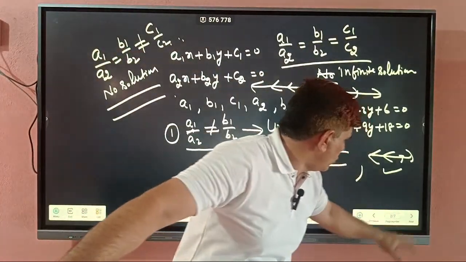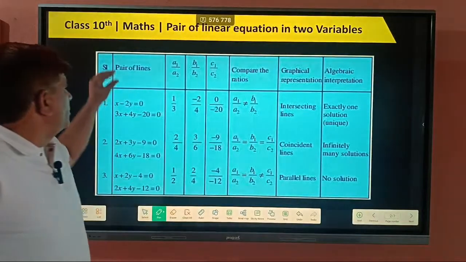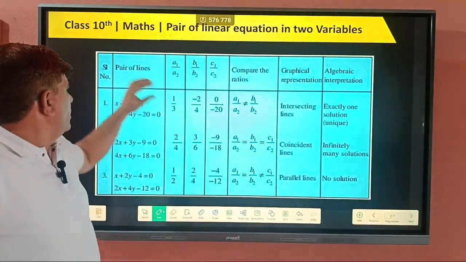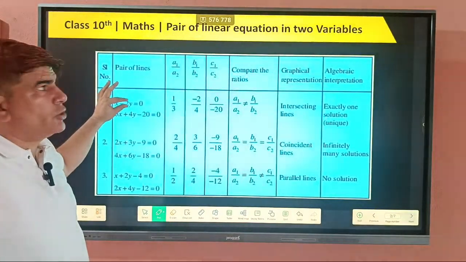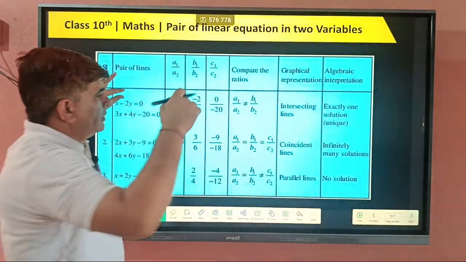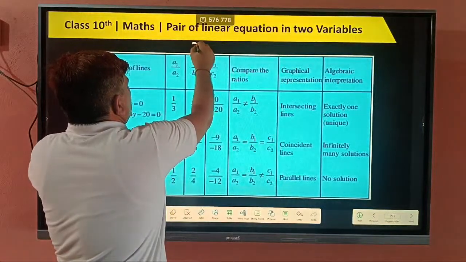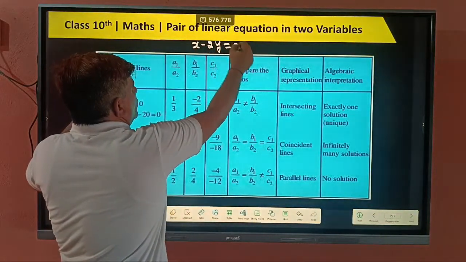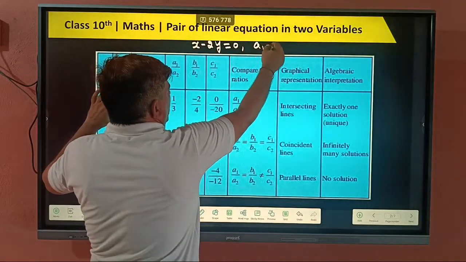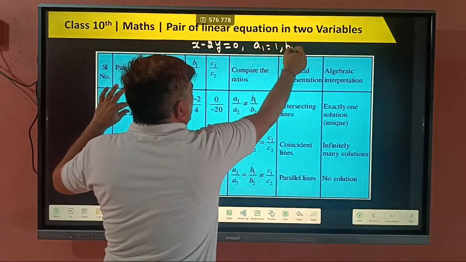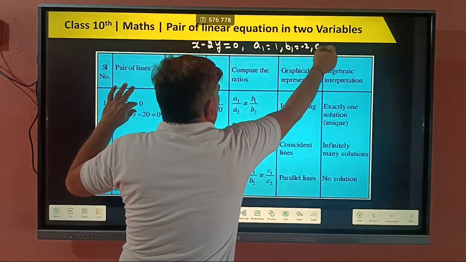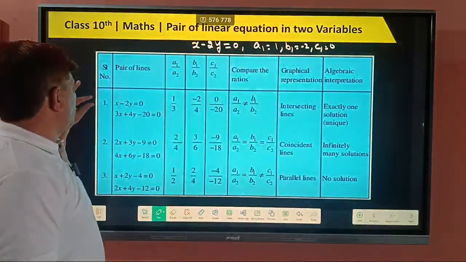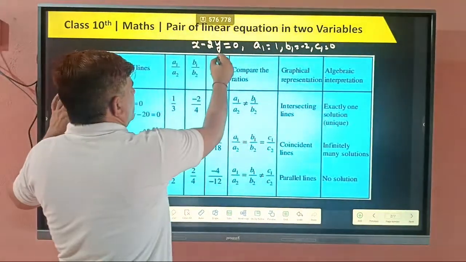Here it is also written, a pair of lines, where x minus 2y is taken equal to 0. What is its meaning? If you compare, a1 equals 1, b1 equals minus 2 and c1 equals 0. Understood or not? And what is given in the second one?